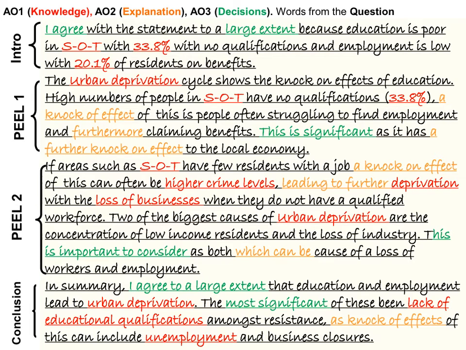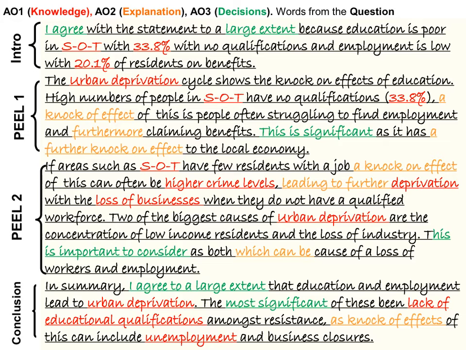Here we've got a sample answer, so you can see the AO1s, AO2s, AO3s identified in different colours with the key at the top. Down the left hand side we've got the different structures of the sentences, the peeled paragraphs. So I agree with this statement to a large extent, because education is poor in Stoke-on-Trent, with only about 33.8% of people having no qualifications, and employment is low, with about 20% of residents on some kind of benefit. So that's the introduction. You've said Stoke-on-Trent, you've given some data, you've introduced it, and you've said the word extent, which of course is the word from the question.